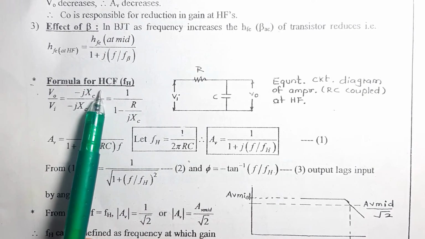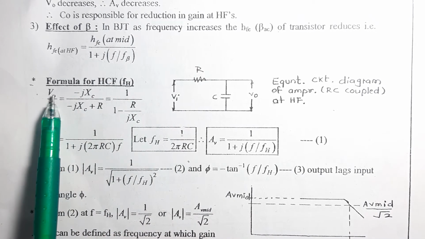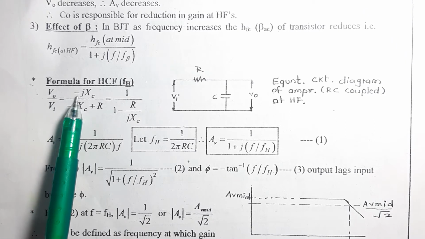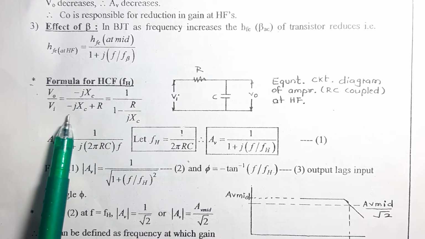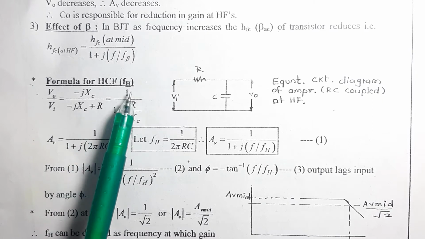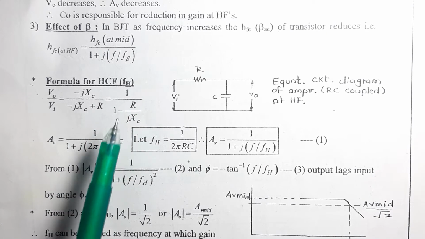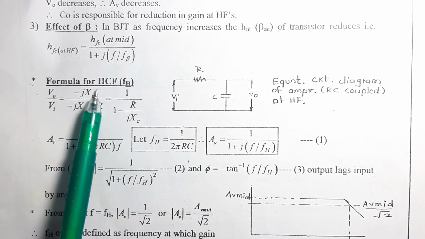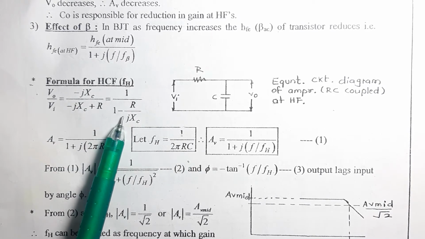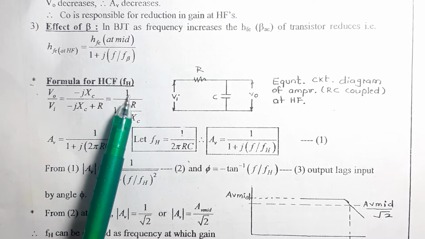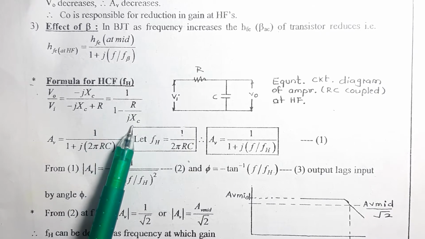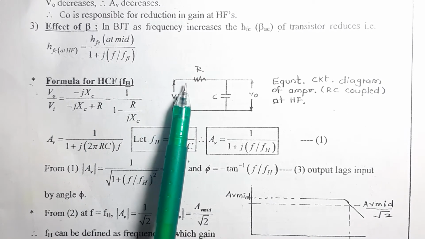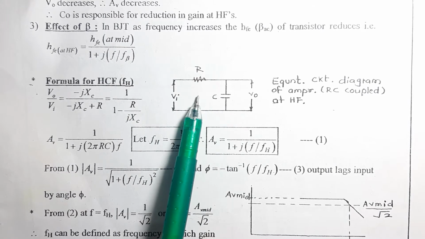Now the formula for HCF over here, it is given by VO by VI, which is equals to minus of J XC upon minus of J XC plus R, which is equals to 1 upon 1 minus R upon J into XC, wherein you have divided your entire equation by your XC over here, and you have received 1 upon 1 minus R by J into XC. Now your equation is something like this.